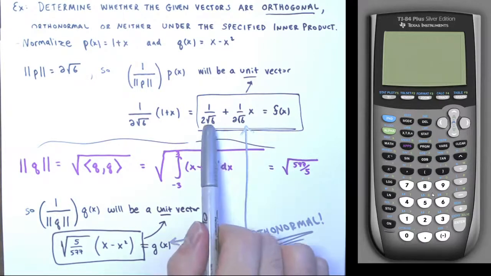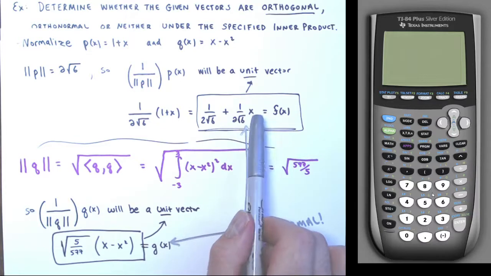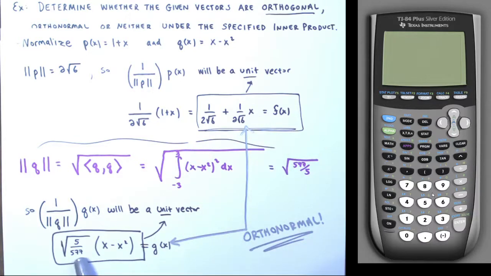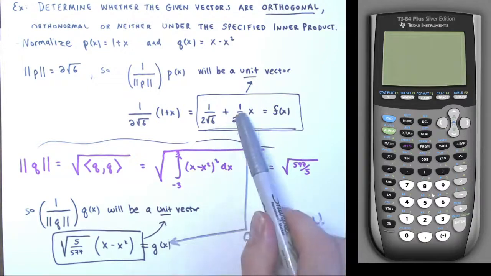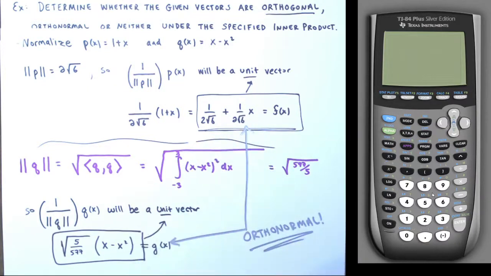This is 1 over 2 root 6 plus 1 over 2 root 6 times x, and this is the square root of 5/577 times the quantity x squared, x minus x squared. Right. So if you were to integrate the product of these two, you'd get 0 from -3 to 3. And if you take their norms, they both have a norm of 1. So their inner product is 0, and they both have a norm of 1. That's what it means to be orthonormal.